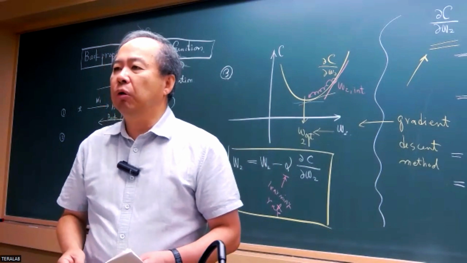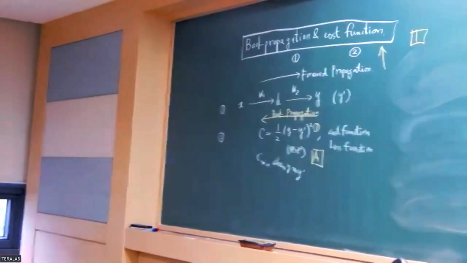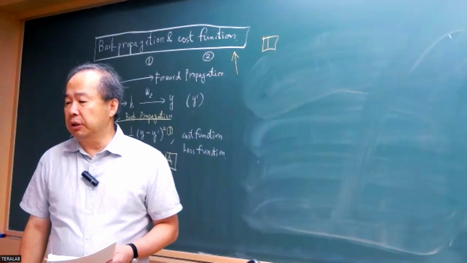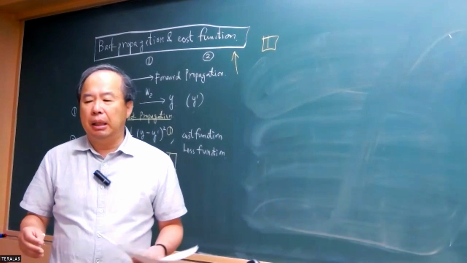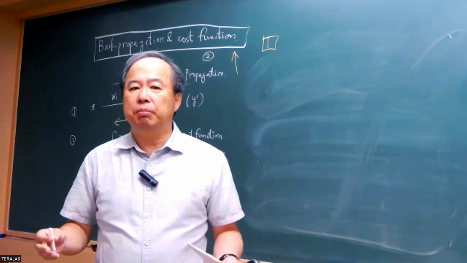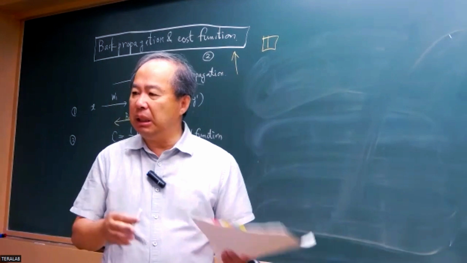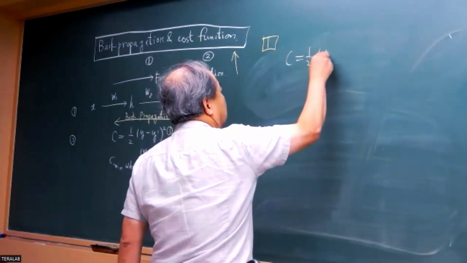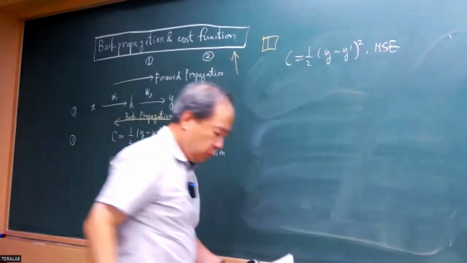Now it's time to talk about cost functions. There are five or so different cost function representations, and today and next class I'm going to talk about them. A lot of those cost functions came from information theory, and I'm not good at information theory, but I will try my best to explain the meaning of the cost function. First one is the mean square error cost function.